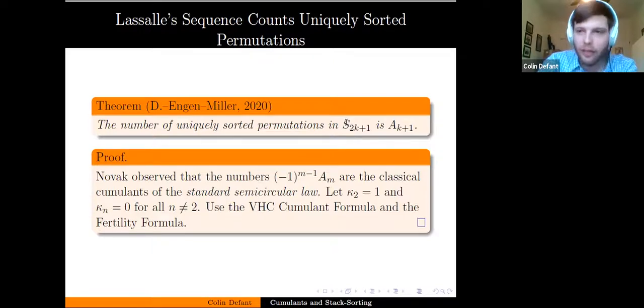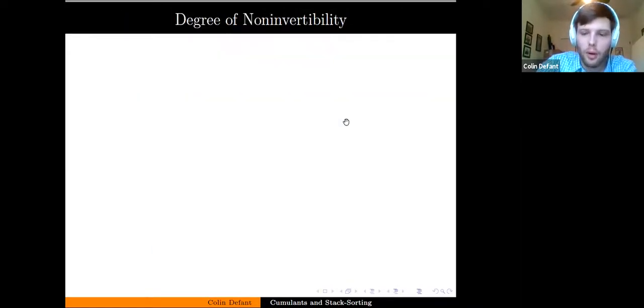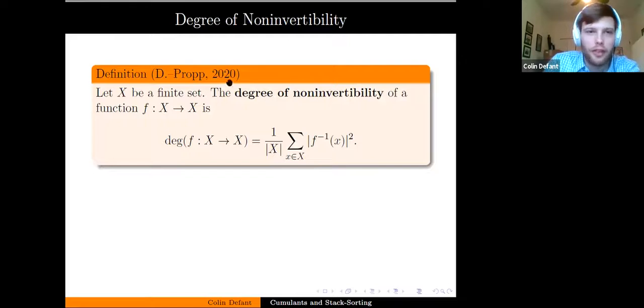So the last thing I'll mention is the degree of non-invertibility. This is a concept that Jim Propp and I introduced in a paper last year. Here we have some function f from a finite set X to itself, and we define the degree of non-invertibility of f to be 1 over the size of the set X times the sum of the squares of the number of pre-images of the various elements of X. You can think of this as some kind of a measure of how far f is from being bijective. It turns out that f will be a bijection if and only if this degree is 1. And if the degree is big, you can think of f as being far from being bijective.